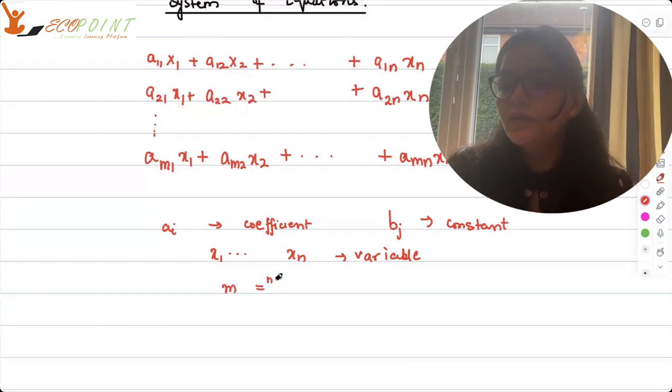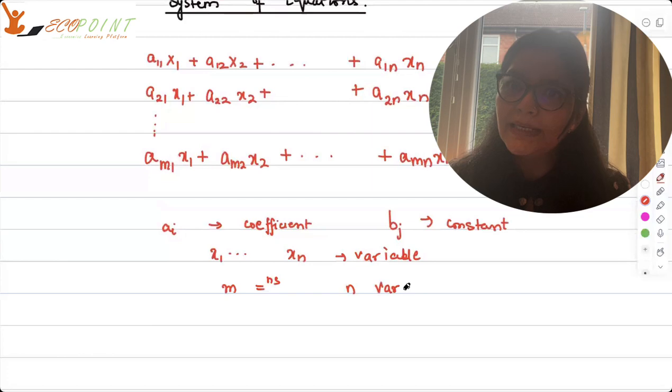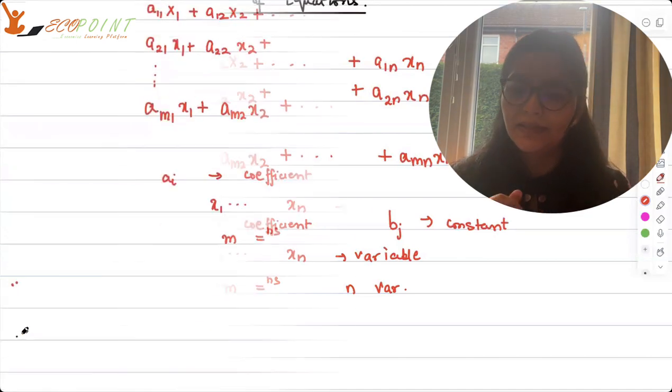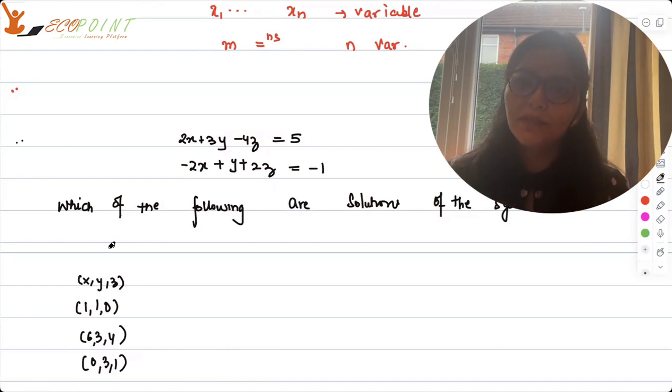M equations, n variables. When you have a certain number of equations altogether with the variables in concern, that is called a system of equations. What are we always interested in? We're interested in finding a solution for the system of equations given to us. Now, any tuple that is a solution to a system of equations would satisfy all the equations at the same time, that is, simultaneously.